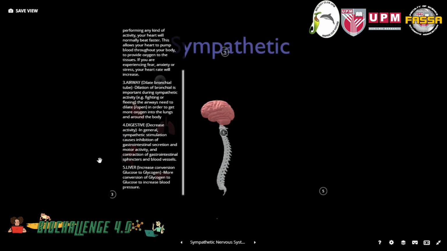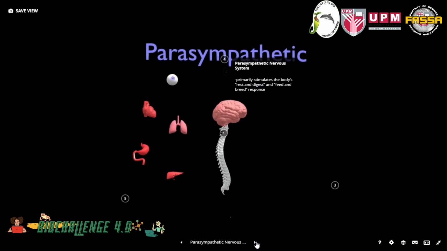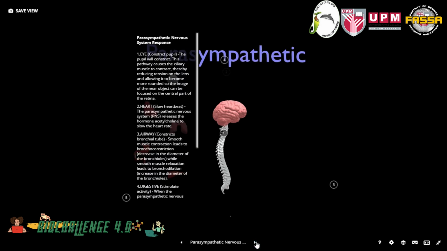Lastly, we go to the liver. In the liver, it will increase the conversion of glycogen to glucose, which will increase the blood pressure. Okay, that's all for the sympathetic. Next, we go to the parasympathetic. Here is the response of the parasympathetic nervous system, which is primarily to stimulate the body's rest and digest or feed and breathe response. Next, as we can see here, this is the list of the parasympathetic nervous system responses.